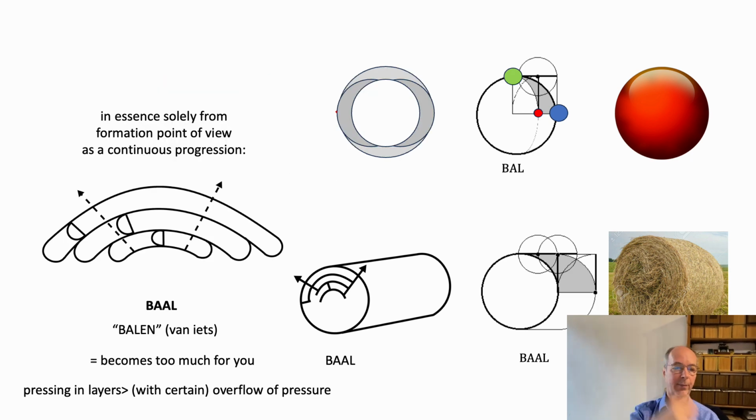Seen solely from the progress itself, you have the drawing on the left. It is a kind of continuous progression where you have the L, which is pressing outwardly and stretching over again and again. And the second meaning of the word BAL, which is also used, is not just for this wheel of hay, but also as a verb, like saying, oh no. So you say 'balen van iets', from something. It means something like, okay, this becomes too much for me.